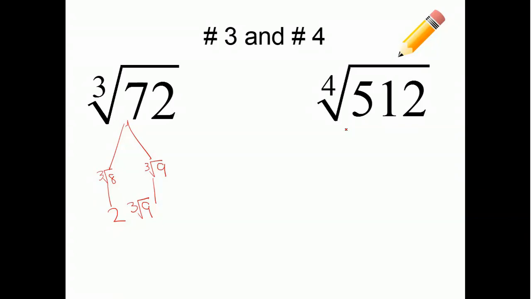512 divided by 256. Let me do that quick on my calculator here. That's 2, right? So I can break this into the 4th root of 256 and the 4th root of 2. Not too bad, right? The 4th root of 256, that's 4. So I'm going to have 4 times the 4th root of 2. Now, that's without variables in there.